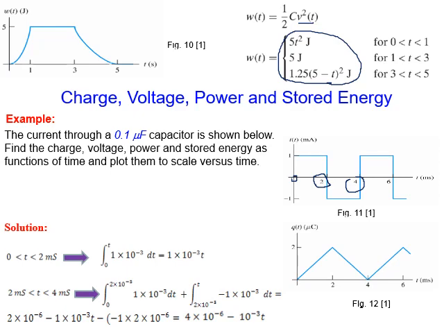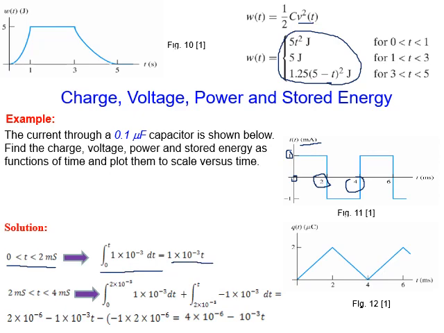Okay. Now from 0 to 2, we will find the charge. Integration of current with respect to time. How much is the current? 1 milliampere. So 1 times 10 to the power minus 3 dt, integration from 0 to t, for the first part, from 0 to 2 here, as you can see. Now we integrate, it will be 1 times 10 to the power minus 3 t.